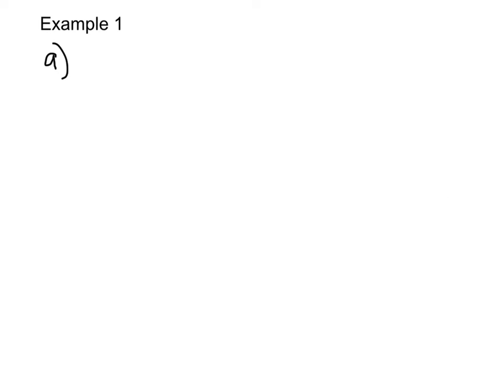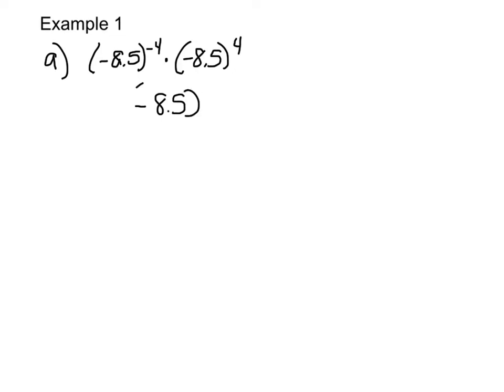All right, for each of the following, we're just going to simplify. So if I gave you this, let's start off with negative 8.5 to the negative 4th times negative 8.5 to the 4th. What would that be? Hopefully you'd realize that those are the same base, so we're going to add the powers together, which gives us negative 8.5 to the 0, which would just give us 1. All right, B.